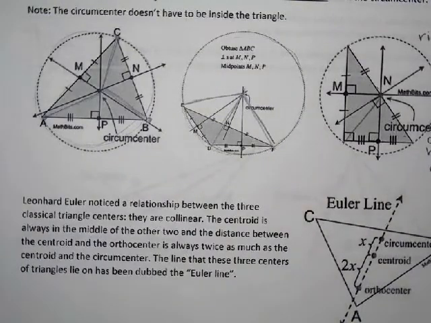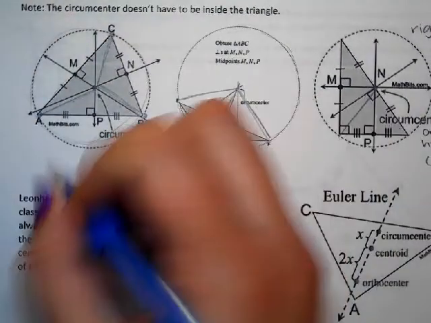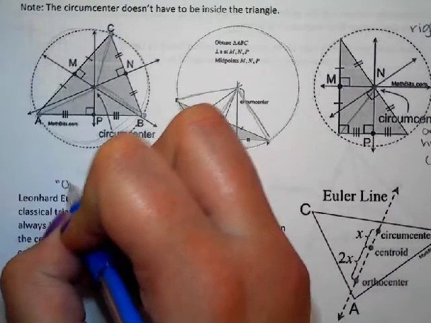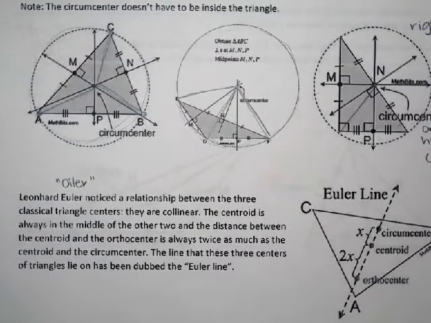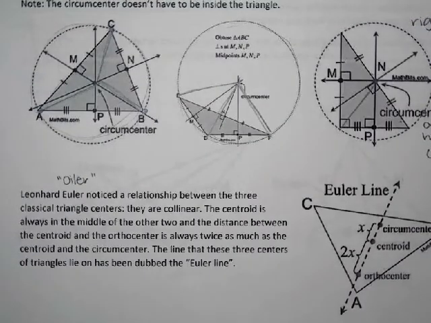Leonhard Euler, that's how you say his name. It is the number e you guys have seen before, 2.71. It's on your calculator. We've talked about it. Leonhard Euler noticed a relationship between the three classical triangle centers, that they are collinear. The word collinear means that they're in a straight line, not a zigzag, but a straight line.